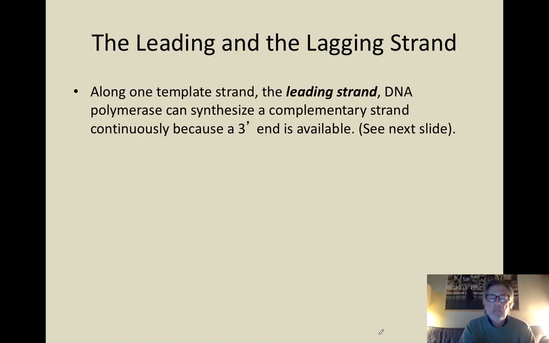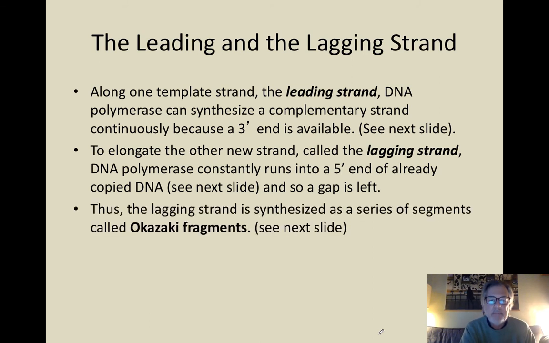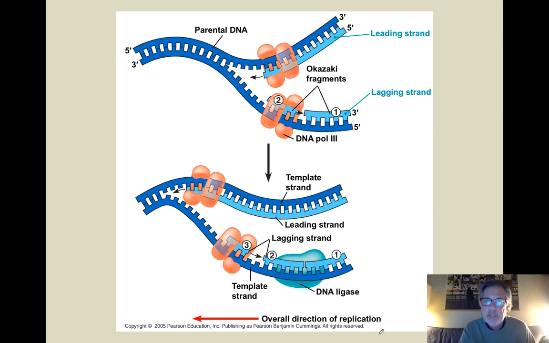One of the template strands, the new DNA, is synthesized continuously because there's always a 3' end available. I'm going to show you a picture of this and go over this again. This is called the leading strand. The point of the leading strand is there is continuous copying. Along the other strand, which is called the lagging strand, the DNA polymerase is constantly running into a 5' end of an already copied piece of DNA. And so a gap is left, and I'm going to show you that in a second. The lagging strand, therefore, is synthesized as a series of fragments, and they're called Okazaki fragments after Dr. Okazaki, who discovered them. So let's take a look at this in pictures.